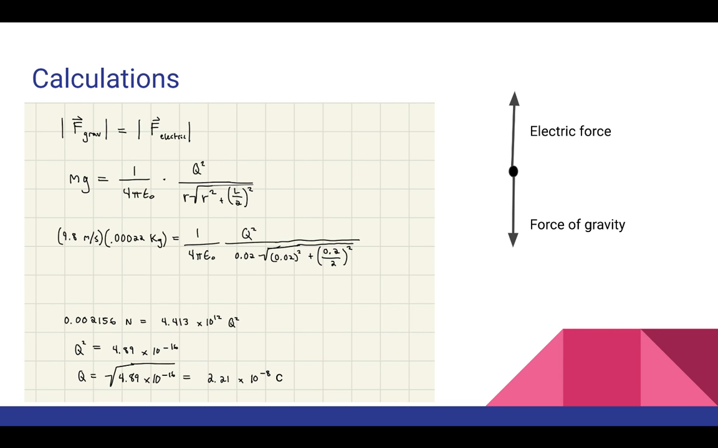So in our calculations, we have the force of gravity equal to the electric force. And so basically what this is, again, we're floating the tape in midair, and we're balancing out the electric force and the force of gravity. So I set mass times gravity equal to the electric force due to the line charge, and then we carried out some calculations to get that the charge of the tape is 2.21 times 10 to the negative 8 coulombs.